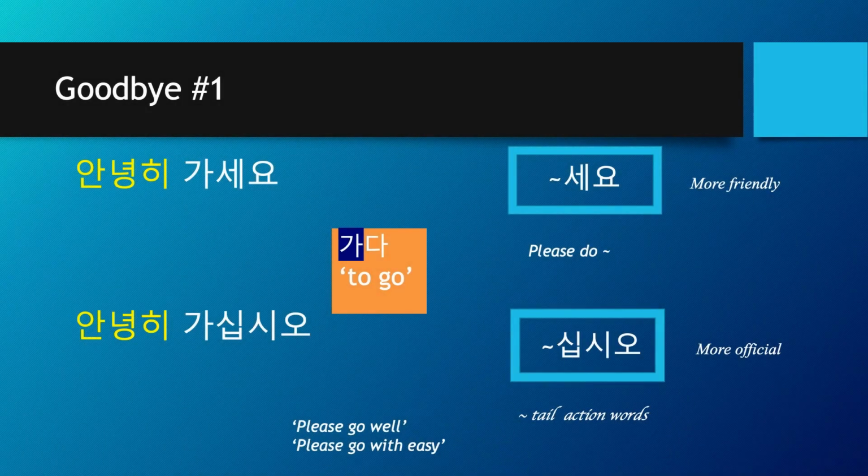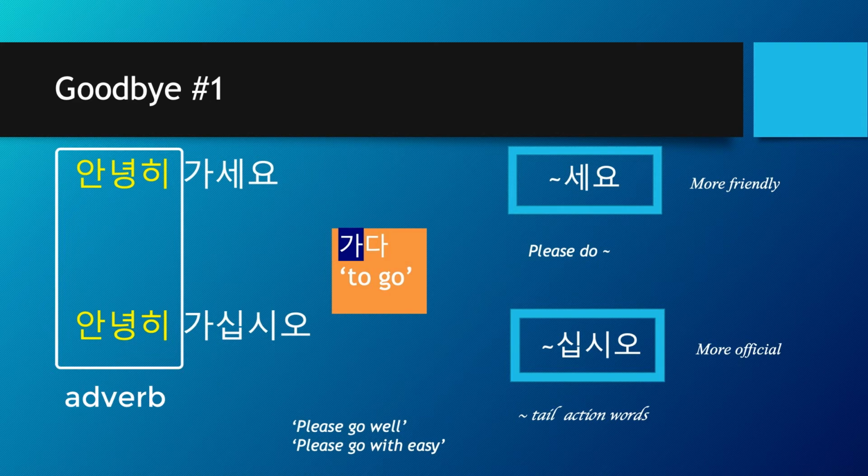Let's take a look at how to say goodbye. We already know what 안녕 means. It means be well or being well. When we append the tail word 히, something 히, it turns it into an adverb. That's right. 안녕히 is an adverb helping to describe the following verb or an action.